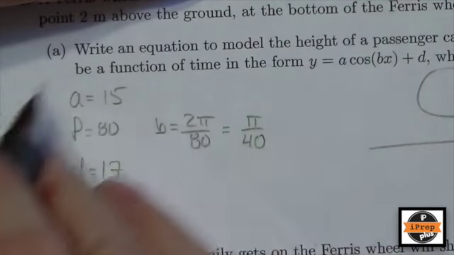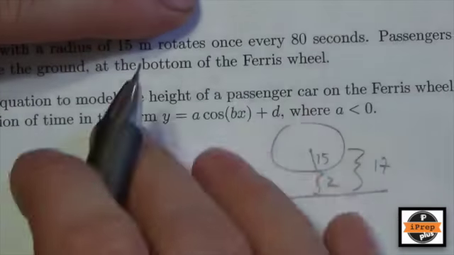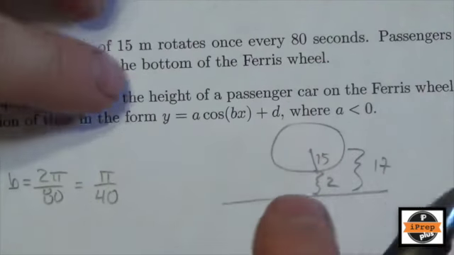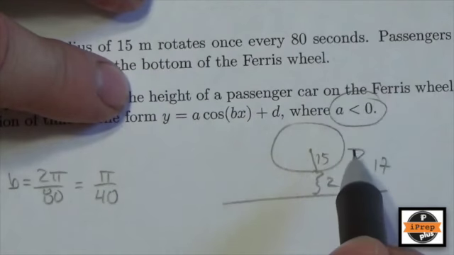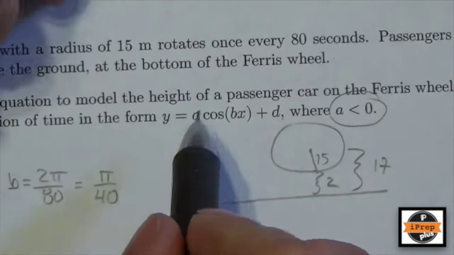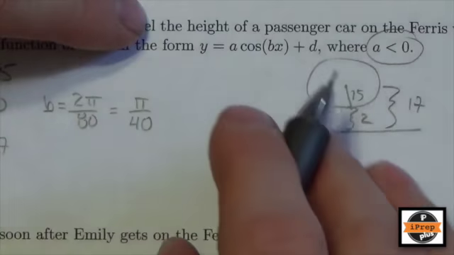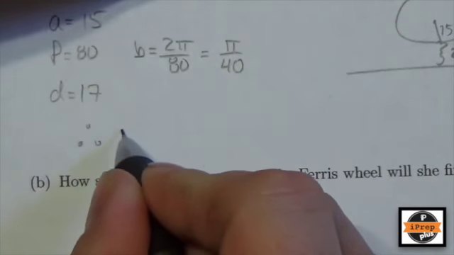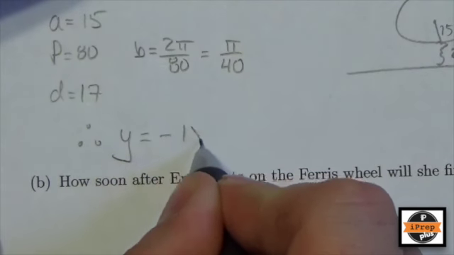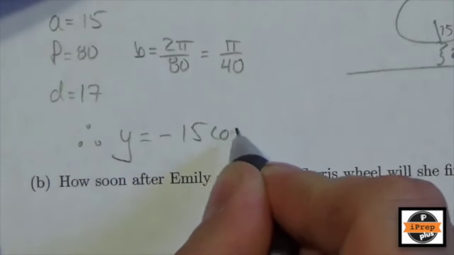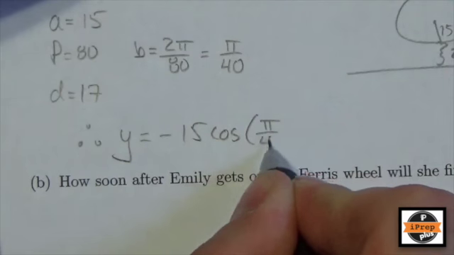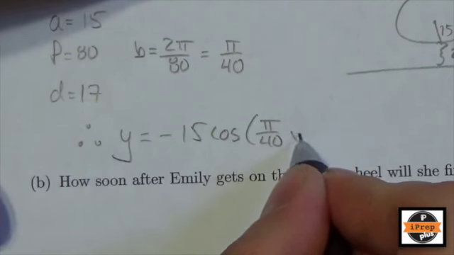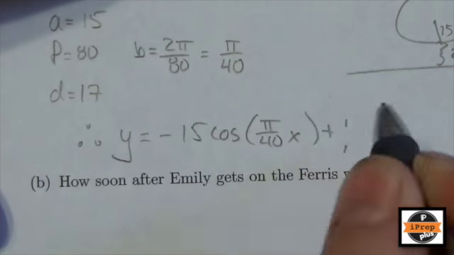So here are the three pieces that we needed for this problem. Notice that the phase shift is going to be 0. This is because we're being forced to make this a negative cosine graph. So it's going to start at the bottom and go up, and we don't need a phase shift for that. So we can jump right to the equation, making it negative 15 cosine of pi over 40 times x, plus 17. Whoops.